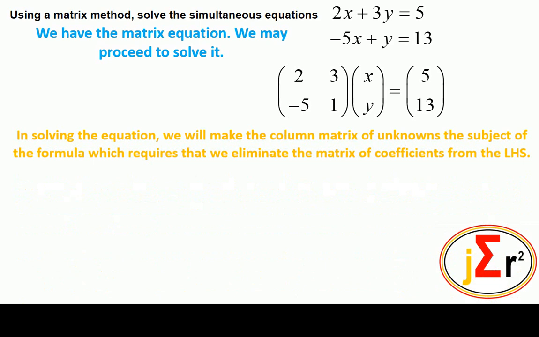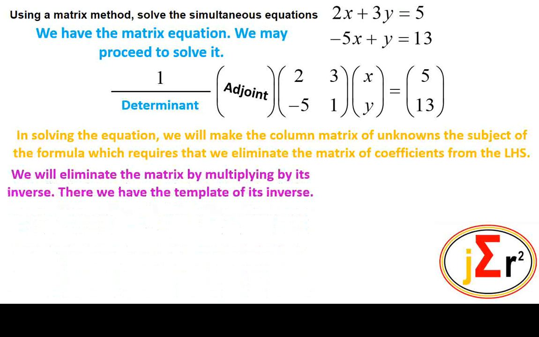In solving the equation, we will make the column matrix of unknowns the subject of the formula, which requires that we eliminate the matrix of coefficients from the left-hand side. In order to make it the subject of the formula, this matrix will have to be eliminated from the left-hand side. We will eliminate this matrix by multiplying by its inverse.